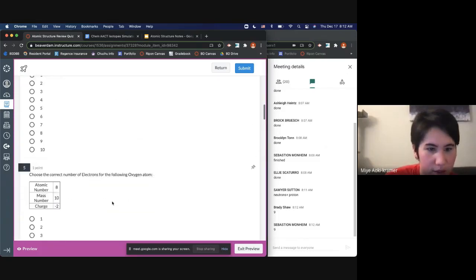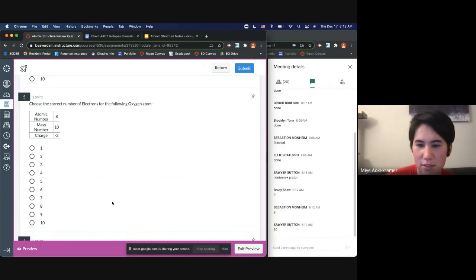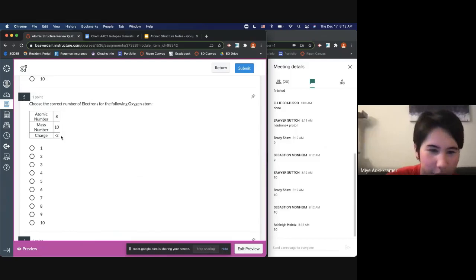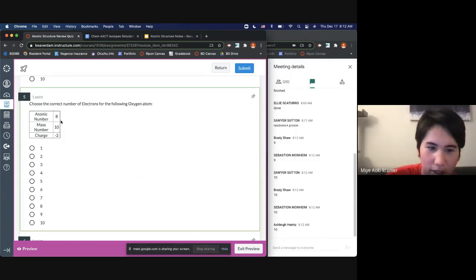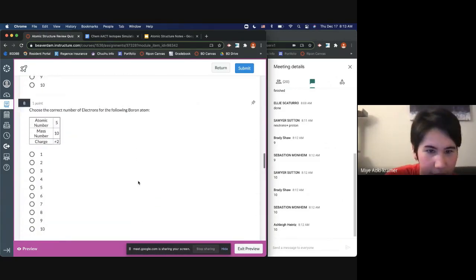Choose the correct number of electrons for the following oxygen atom: atomic number 8, mass number 10, and charge of -2. Beautiful. Wonderful. My trick is you're going to do the opposite of the sign in front of the charge to the atomic number. So if the charge is -2, we're going to do +2 to 8, and we get 10. Good job.